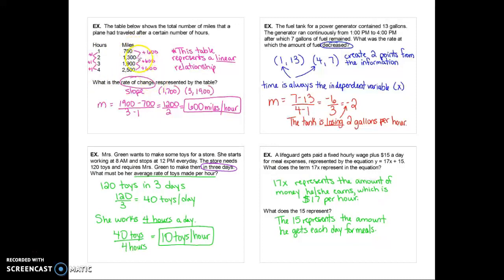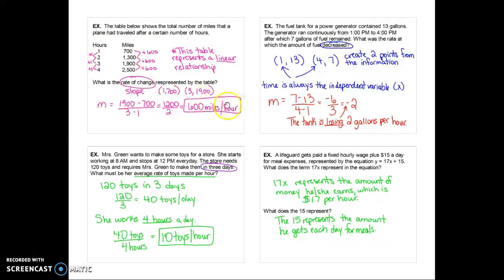So change in y, if you look at it that way, between 700 and 1300, we're adding 600 miles. Between 1300 and 1900, we're adding another 600. So you can see that the y values are increasing by 600. Your x values are all increasing by 1. I go from 1 to 2, 2 to 3, 3 to 4. So my change in y is 600. My change in x is 1. So 600 divided by 1 is 600. And again, it's miles per hour.